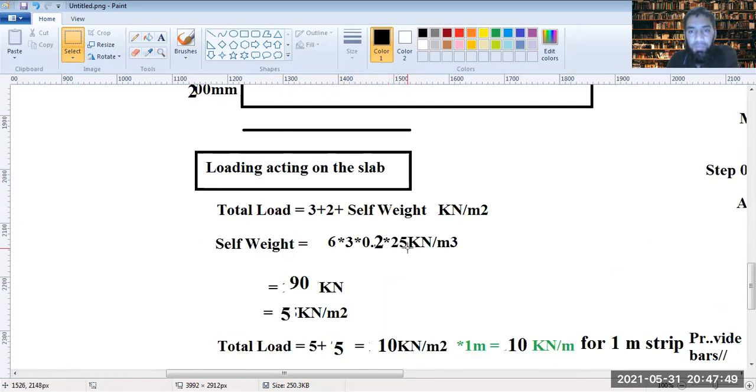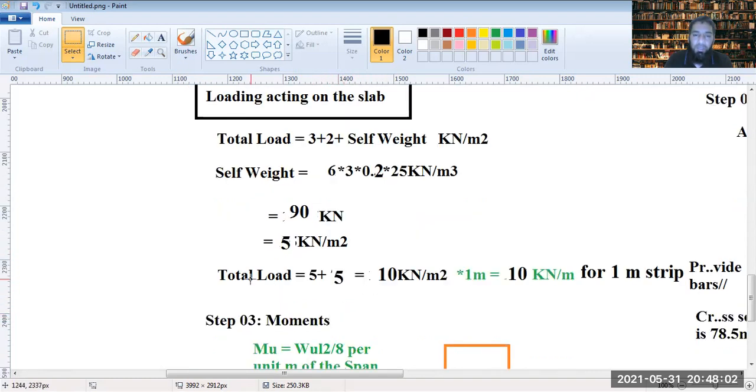into 25, the density of reinforced concrete. So that comes out to be 90. If we divide it again by 6 into 3, we get 5 kilonewton per meter square. So the total load now is 5 plus 5 kilonewton per meter square.